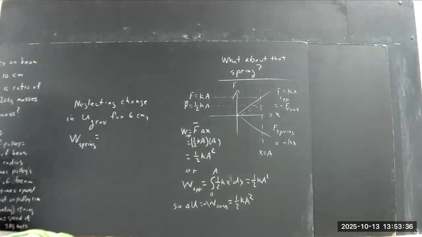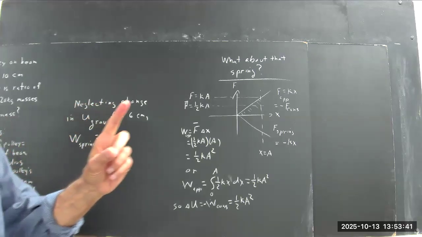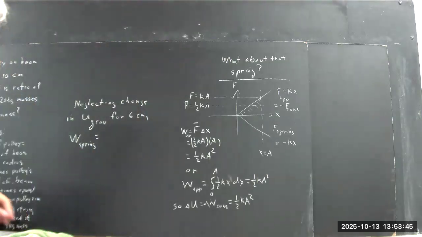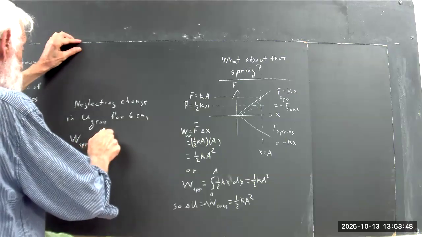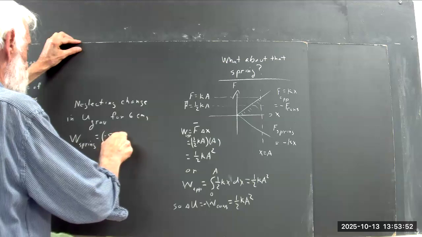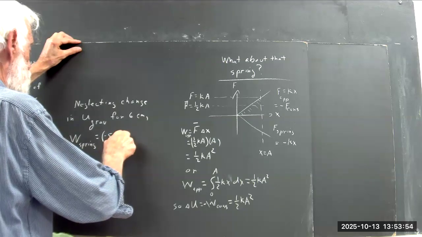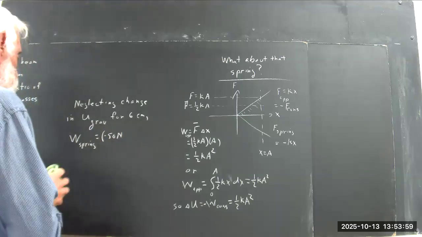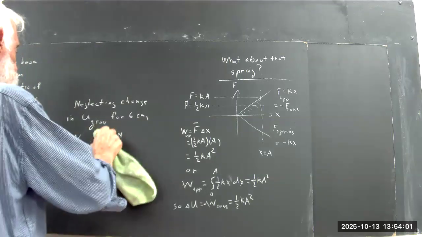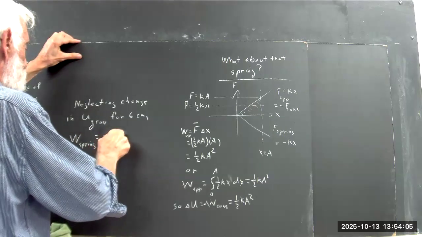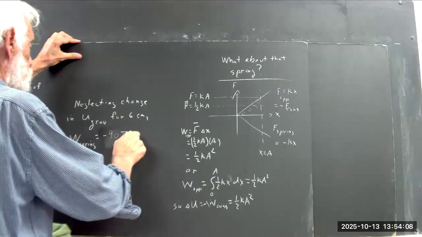What's the work done by the spring? Well, the spring is pushing up. This 5 kilograms is pushing down. So the work done by the spring is, well, I don't want to say that. Work by the spring is negative, and it's going to be negative 90 joules.